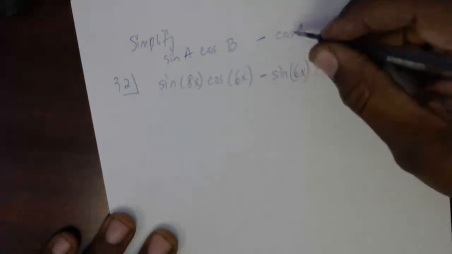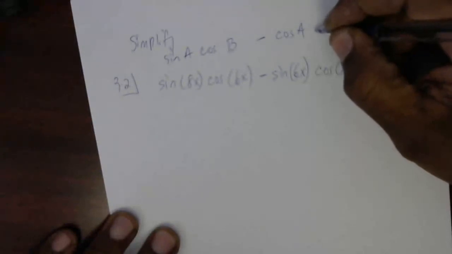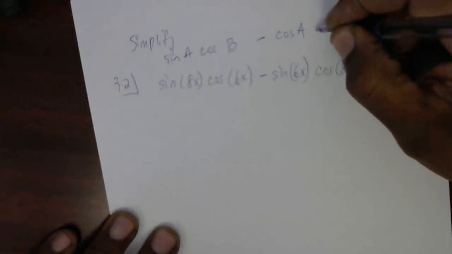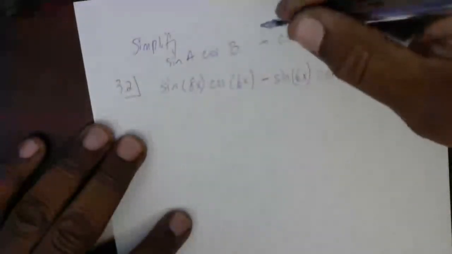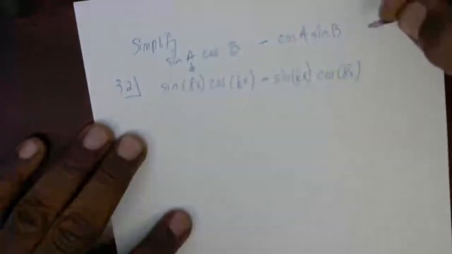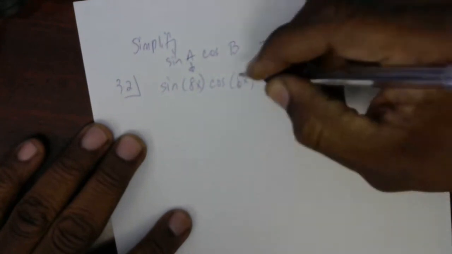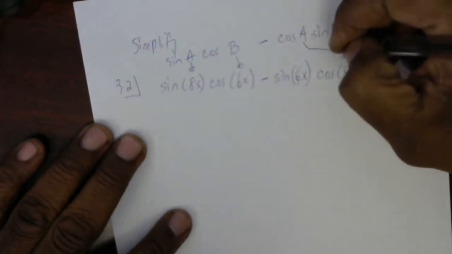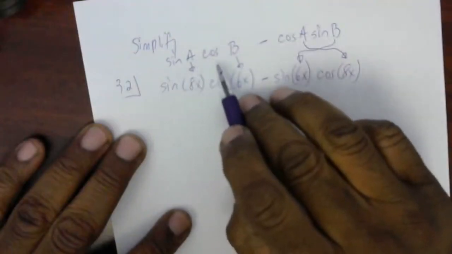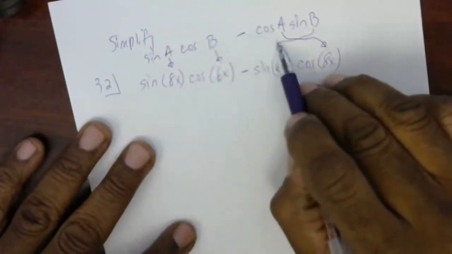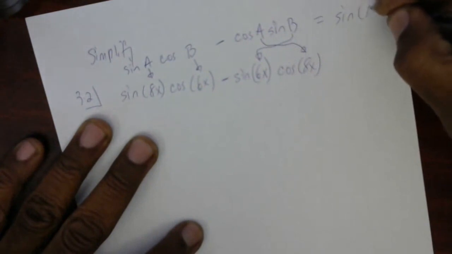So that's minus the cosine of A times the sine of B. I notice they're kind of playing some tricks on writing this out. A is 8x, and notice over here, A is 8x. B is 6x. They just kind of reverse some things over here. But the formula says sine A times cosine B minus cosine A times sine B is equal to sine of A minus B.